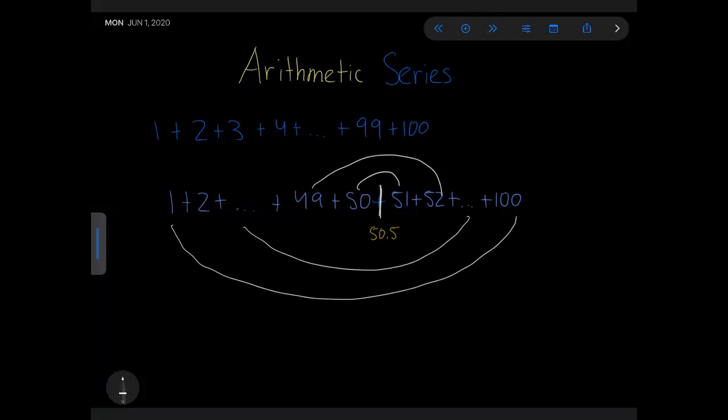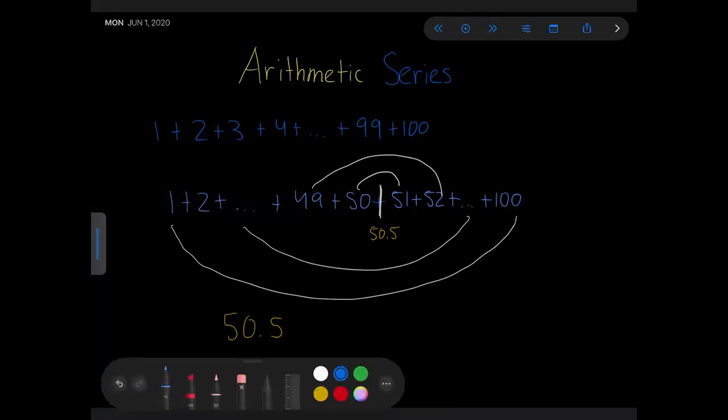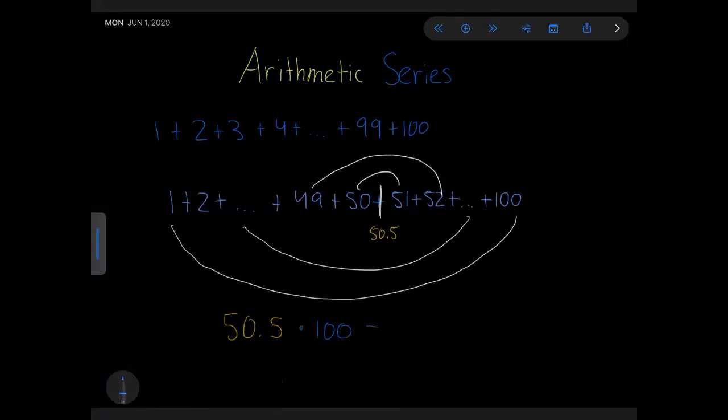So we can say that the answer is going to be 50.5 times how many terms there are. And, well, there's 100 terms. You're summing from 1 to 100. So the answer is 5050.